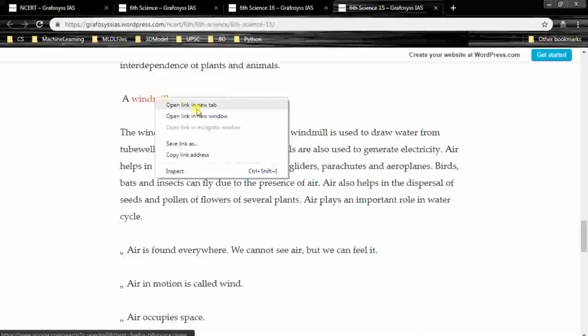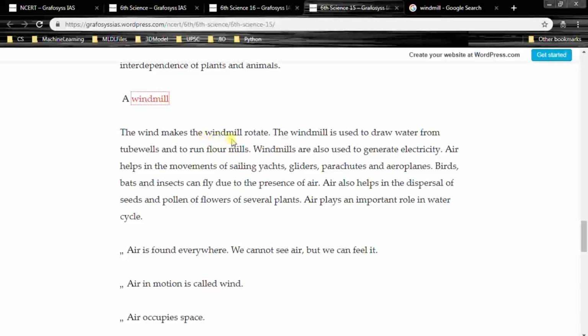A windmill. The wind makes the windmill rotate. The windmill is used to draw water from tube wells and to run floor mills. Windmills are also used to generate electricity. Air helps in the movements of sailing yacht, gliders, parachutes and aeroplanes. Birds, bats and insects can fly due to the presence of air. Air also helps in the dispersal of seeds and pollen of flowers of several plants. Air plays an important role in the water cycle.